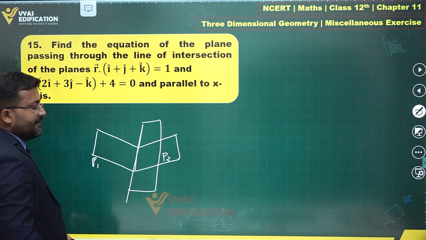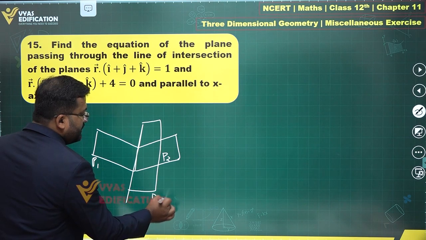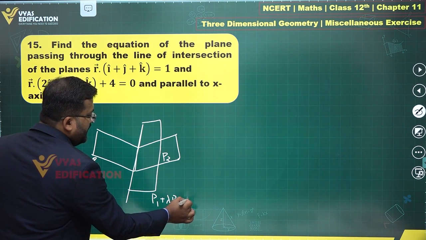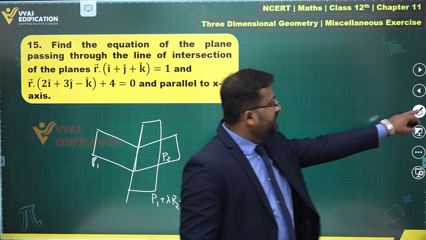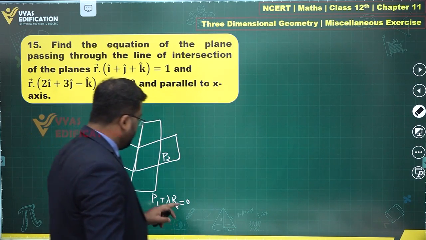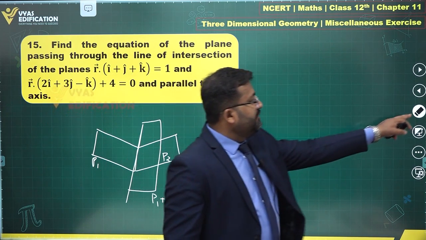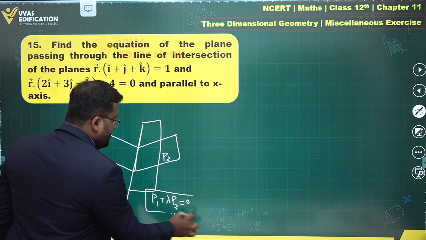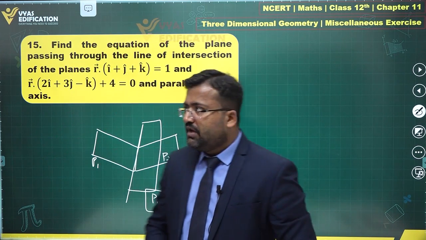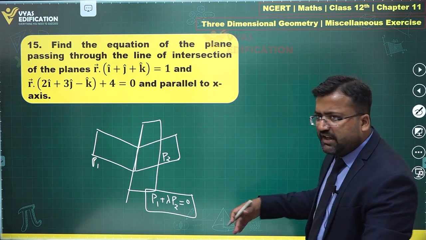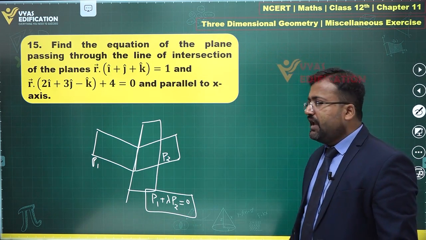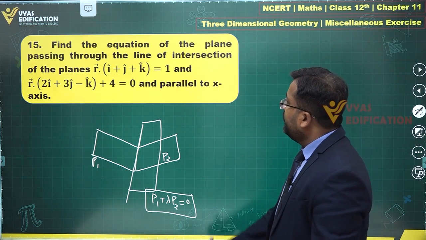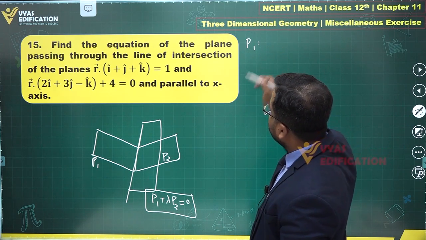like this, then this particular plane will have equation P1 plus lambda P2 equals 0. The equation of that new plane will be of this particular form. P1 plus lambda P2 equals 0, right? That's important. First things first. And then we are given another condition to get the value of lambda. So let's write P1 plus lambda P2 first. For that, let me write P1.